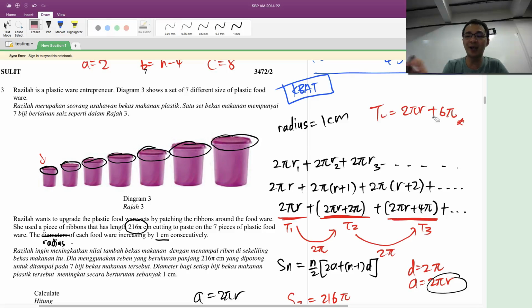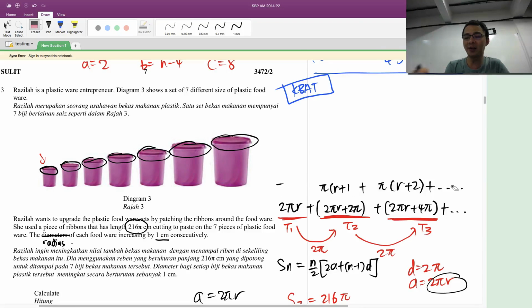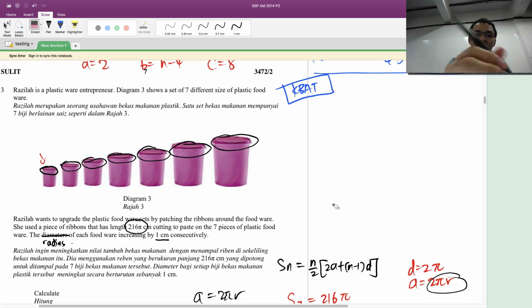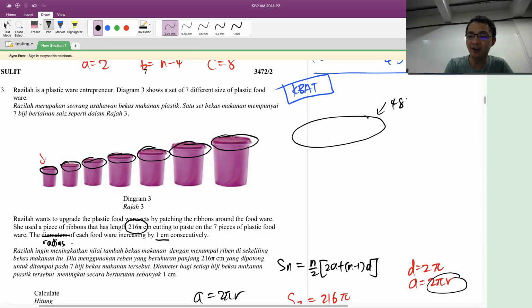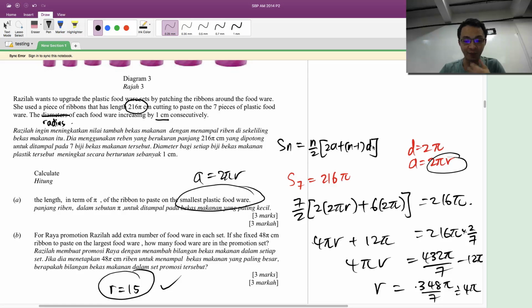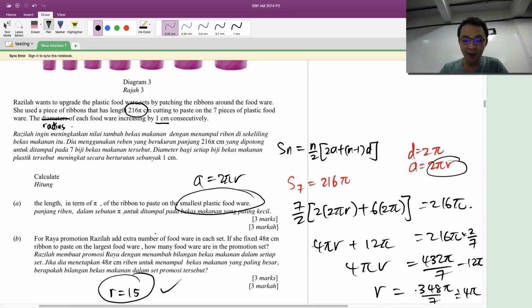We actually have the 7 footwear here. Now, the question says the person adds a few more. After he adds a few more, the largest one is 48 pi. That means this one is the largest, 48 pi. If we fix 48 pi based on the largest footwear, how many footwear are in the promotion set?